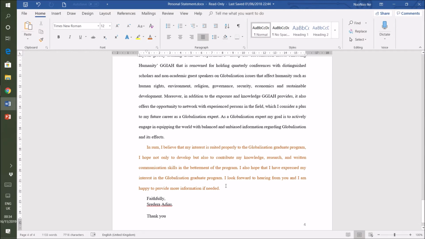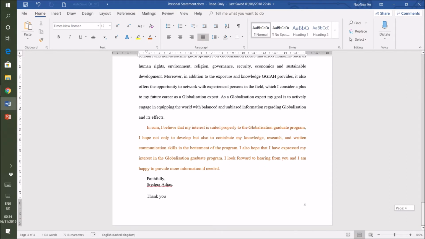So here I've just briefly mentioned that my interest is suited properly to the globalization program. I hope to develop and contribute my knowledge. I also hope that I have expressed my interest enough and I look forward to hearing from them. Lastly, don't forget to end with a formal phrase such as yours faithfully, your name, and thank you.